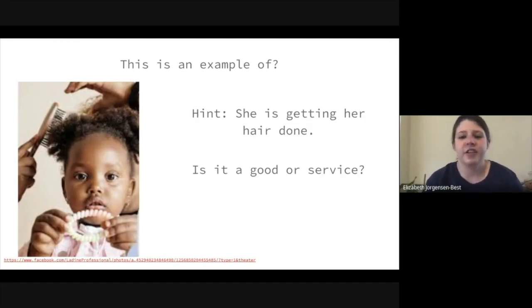All right, here's our third one. Your hint is she's getting her hair done. Is she getting a good or is she getting a service? Go ahead, shout out your answer. Awesome job. She is getting a service.